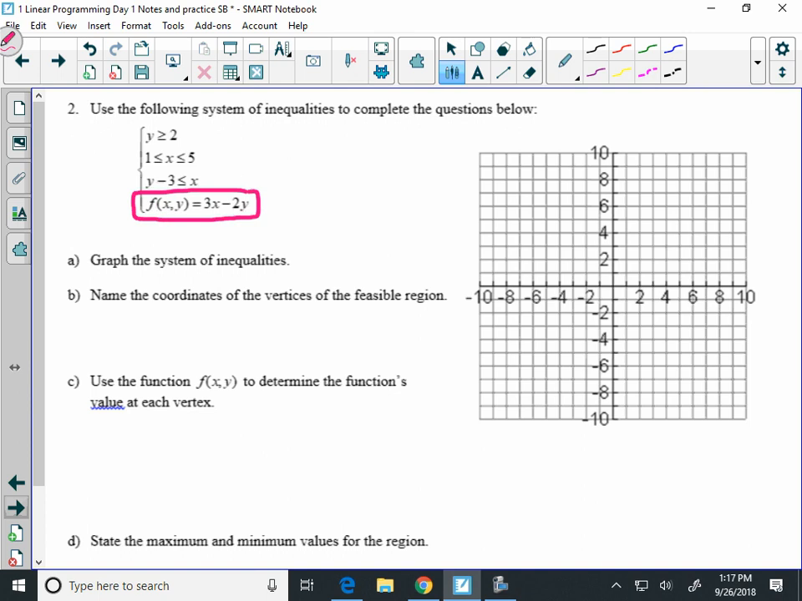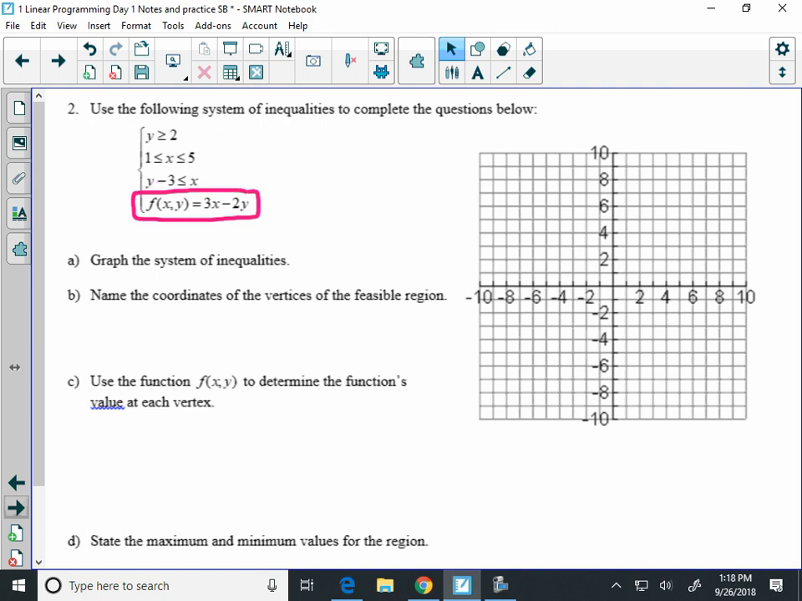So we're going to start with the first equation. Y is greater than or equal to 2. Now, how many variables are in this top equation? Just 1. So when I have just 1 letter, I'm not going to have a slanted or an oblique line. I'm going to have a vertical or a horizontal line. Do you remember what y equals is going to be? Is that going to be a horizontal or a vertical? A horizontal.